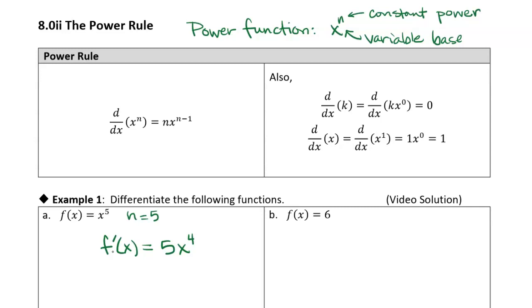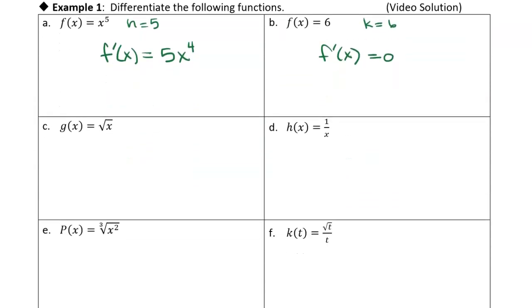All right, so let's look at this next one. We have f of x equals 6. So this is a case where we're just taking the derivative of a constant. So k is equal to 6. If you graph this function, it's just a horizontal line. So the slope is 0. So it makes sense that the derivative is 0. So we can write f prime of x is equal to 0. All right, let's scroll down here a little.